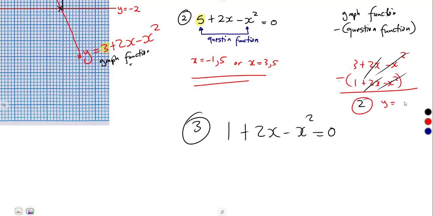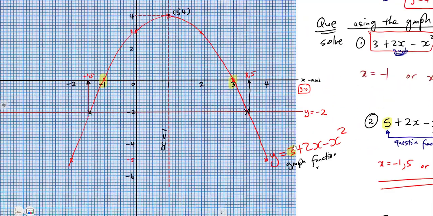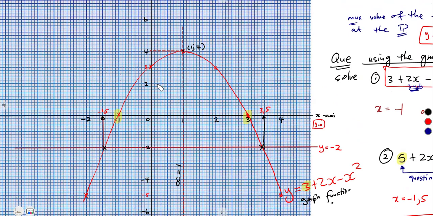So the difference is what? 2. So you draw the line of what? y is equal to 2. That's it. That is horizontally at 2 here. We're going to draw the line y is equal to 2. So it passes through the y-axis at the point 2 here. That's y is equal to 2.